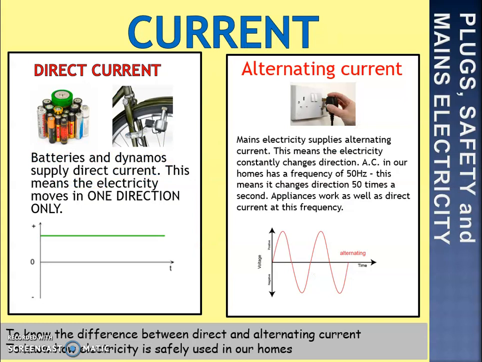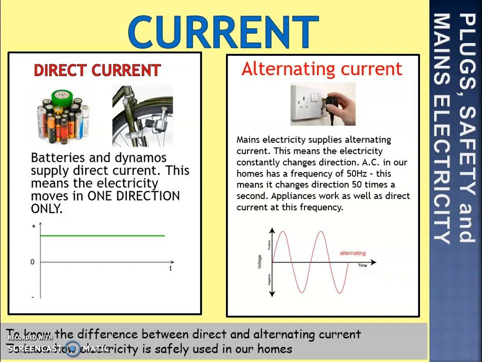There's 2 descriptions of direct and alternating current. So for direct current, it means the electricity moves in one direction only. It moves from positive to negative, one way only. That's supplied by things like batteries and dynamos. You can see there's something that's linked to someone's bicycle that can spin round and then generate light from there. That's a dynamo. It means the electricity moves in one direction.